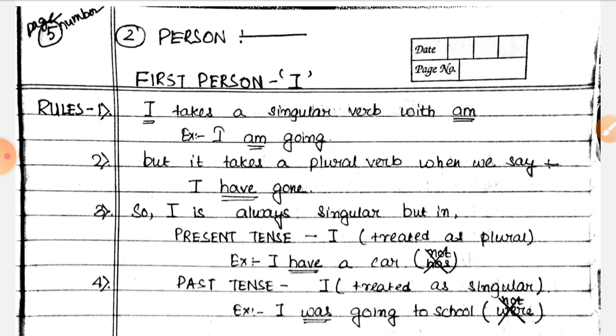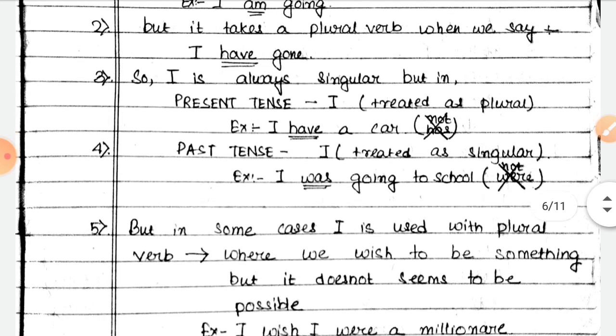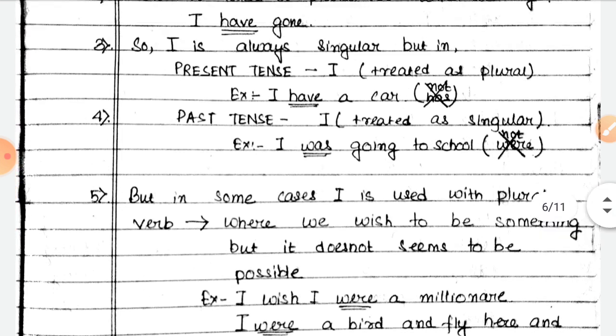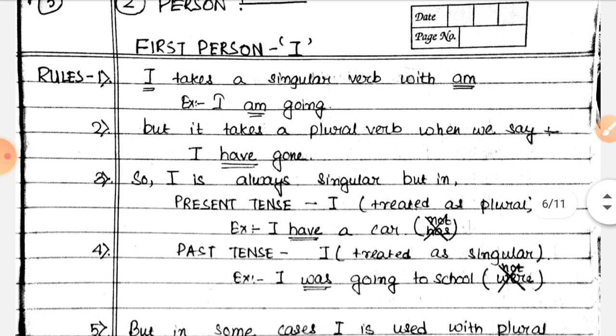Next is about the person. What are the persons? There is first person, there is second person, there is third person. Which is the first person? First person are I, we. Second person is you, and so on. So first we will deal with the first person. First person I. There are certain rules. You can see up till number 5. These are certain rules that have to be followed.